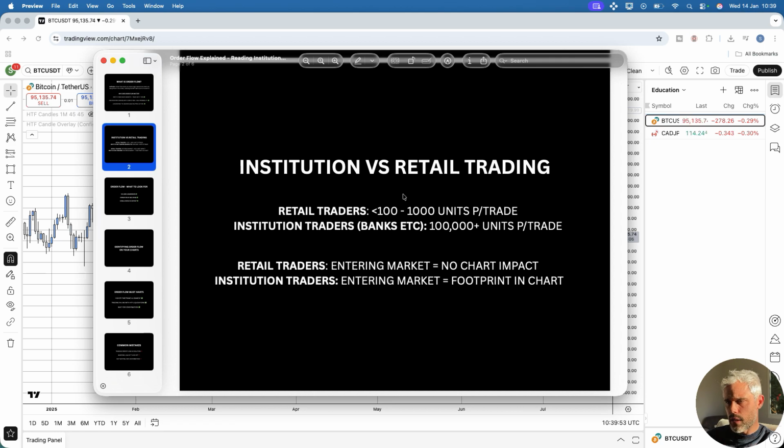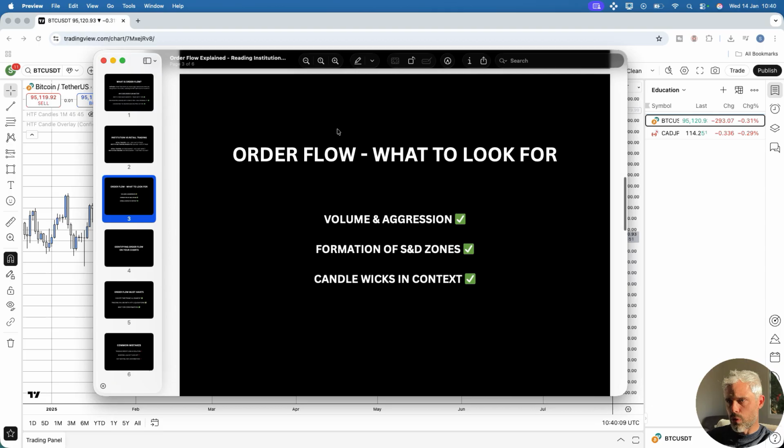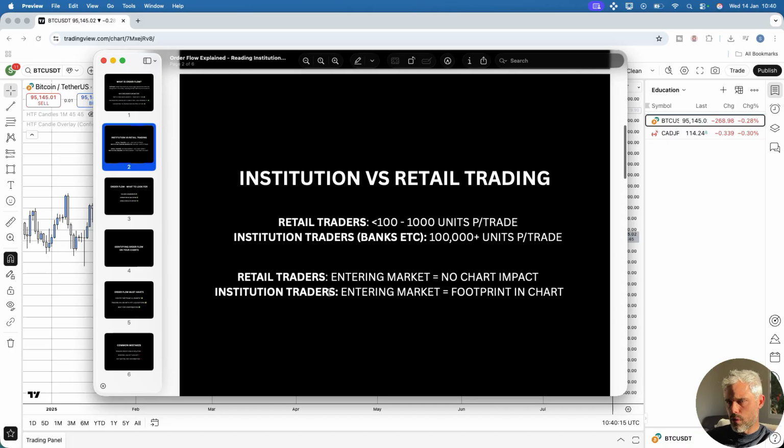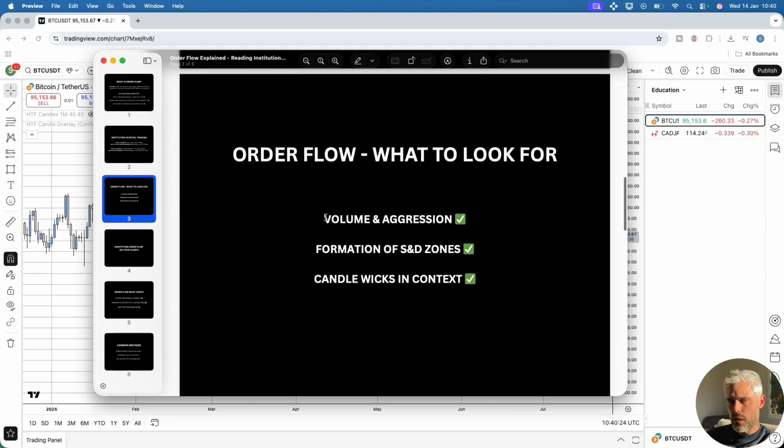When institutional traders enter the market, they leave a footprint in the charts. And that's essentially what we're reading when we're looking at technical analysis. One of the underpinning things that we want to look for is order flow, and we can see that through these types of things. So first and foremost, if you are a large bank or an institution, and you're entering the market and you're transacting big volumes of units, what is that going to look like on the chart?